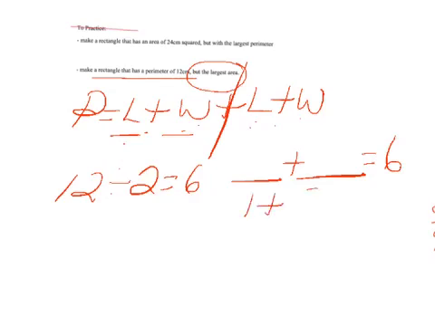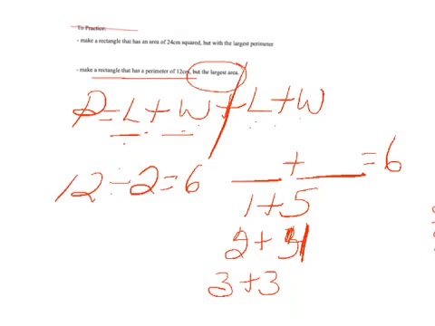Well, we could have 1 plus 5. We can have 2 plus 3. 2 plus 4. And 3 plus 3. All of those will give us a perimeter of 12. When we're looking for area, we want the largest area. Remember, our most square one is going to give us our largest area.